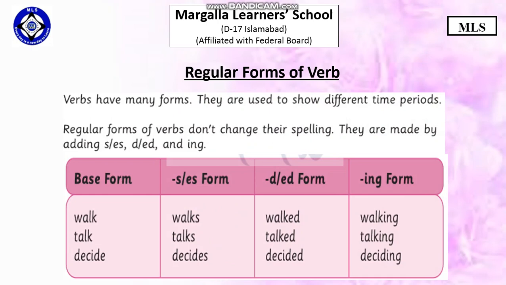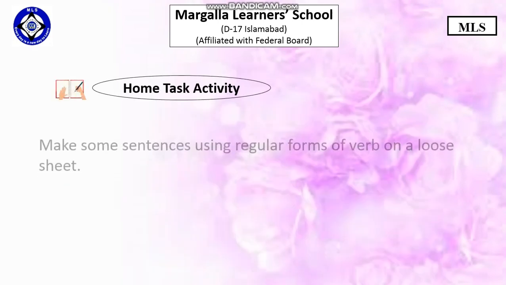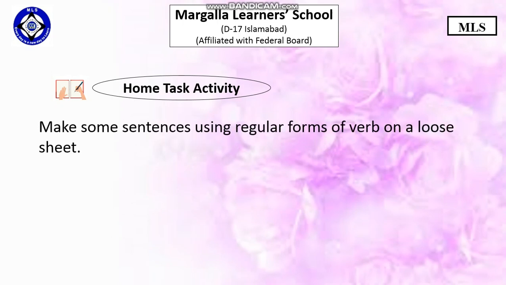You may take a moment and pause the video here and read the rest of the examples for a better understanding. Once you are done reading, let's come to an activity. Make some sentences using regular forms of verb on a loose sheet.